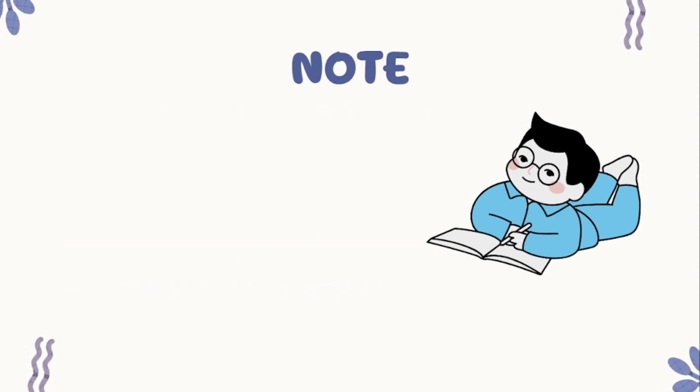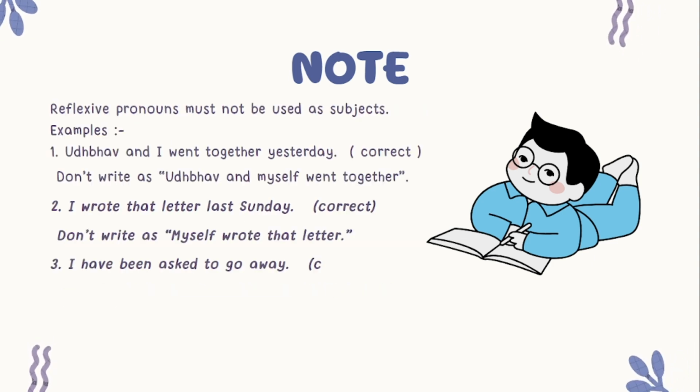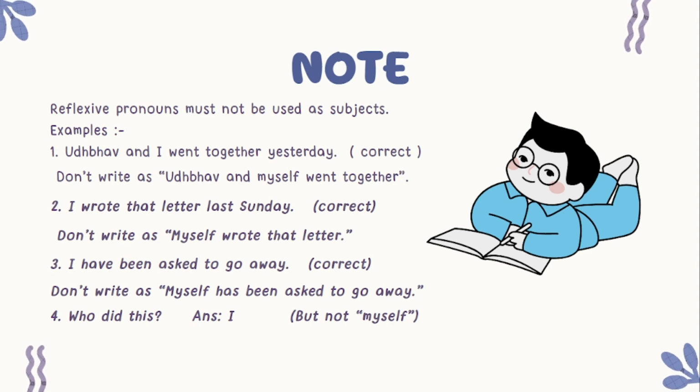What are they? First one, reflexive pronouns must not be used as subjects. It means reflexive pronouns are not written in the place of subject. First example, see it. Udbhav and I went together yesterday. In this sentence, subject is Udbhav and I.